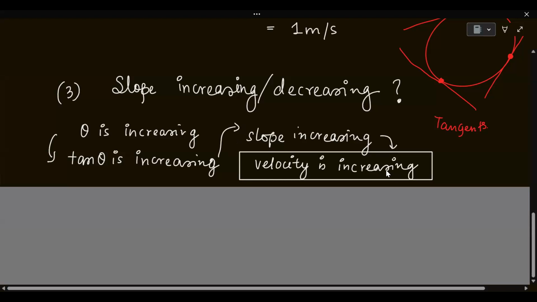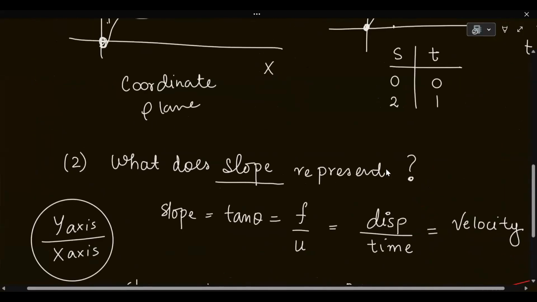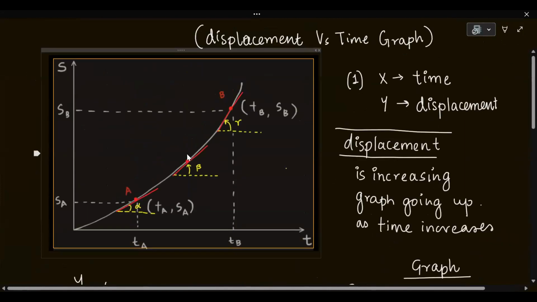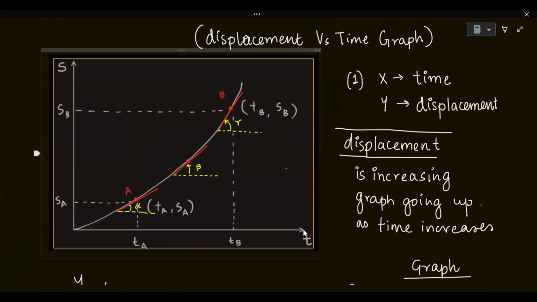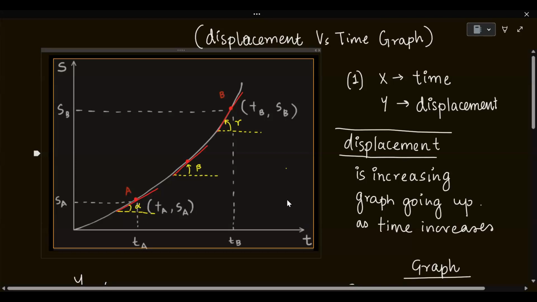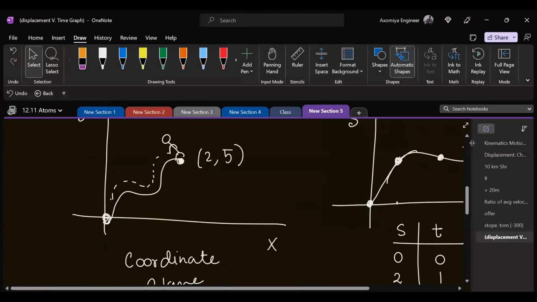I hope you understood. This is very powerful. Why? Because this was originally a displacement-time graph, but using our knowledge, we have extracted the information of velocity also from this graph. This is very, very powerful. Please let me know if you have any doubt. Any doubt till here? Okay, let's move forward then.